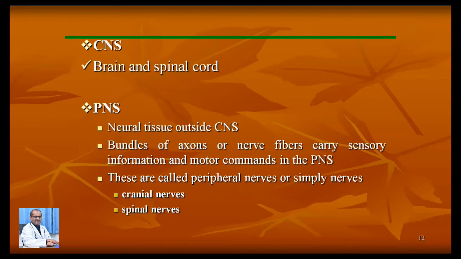So the central nervous system consists of the brain and spinal cord, whereas the PNS or peripheral nervous system is neural tissue outside the central nervous system. The peripheral nervous system contains bundles of axons, nerve fibers carrying the information and motor commands to the peripheral nervous system, and these are called peripheral nerves, or simply nerves. And of course the cranial nerves and spinal nerves are the two types of nerves.